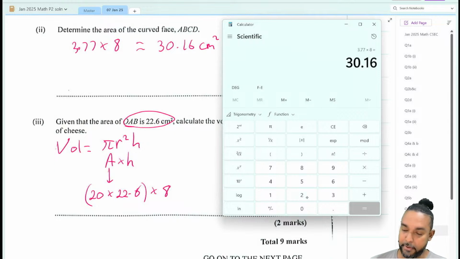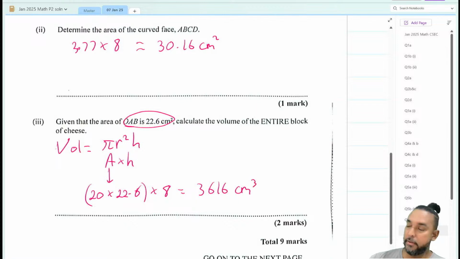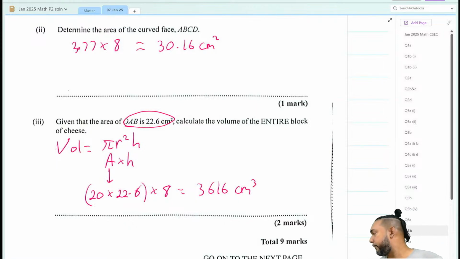1860. All right, so whatever. So 20 by 22.6 by 8. Ooh, I was way off. 20 by 20, right? So 3,616. All right, cool. If you don't put it to be, it's not wrong. So they wanted 1 dp.